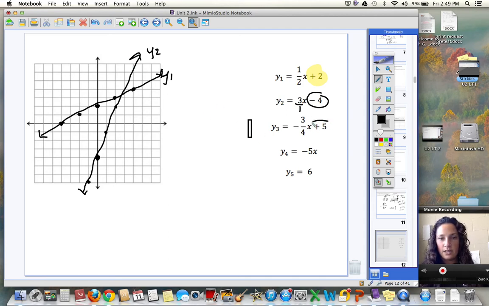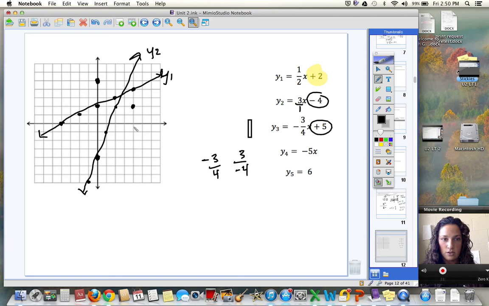y3, I have a plus 5, so that's the first thing I'm going to do. I'm going to start at 0. I'm going to go up 5. 1, 2, 3, 4, 5. This tells me negative 3 fourths. That means I have a negative slope. Right now I drew my negative at the top, but it could also be a 3 over a negative 4. So if I'm doing negative 3 over 4, that means I'm going down 3, 1, 2, 3, but to the right 4, 1, 2, 3, 4.